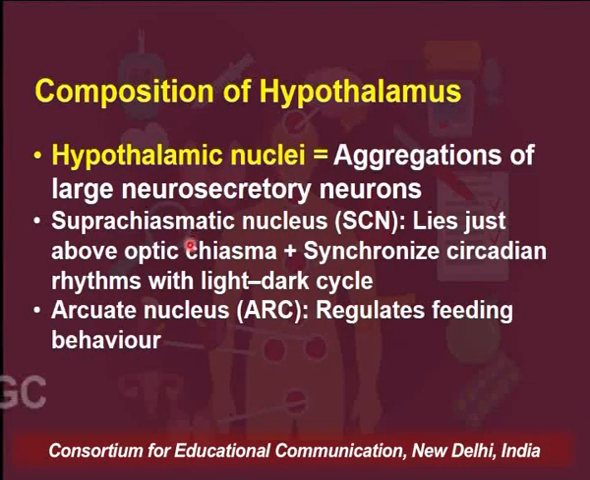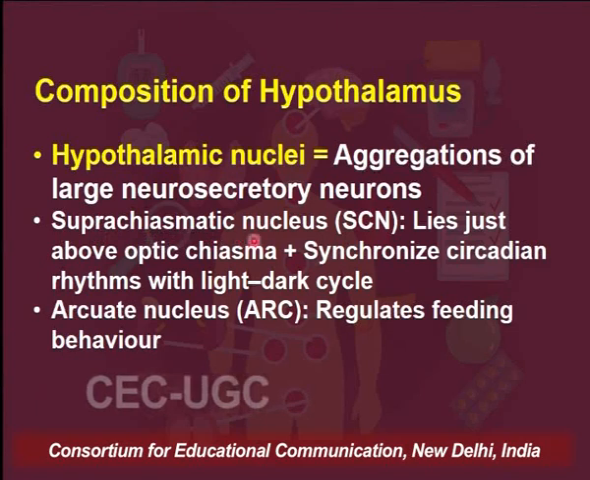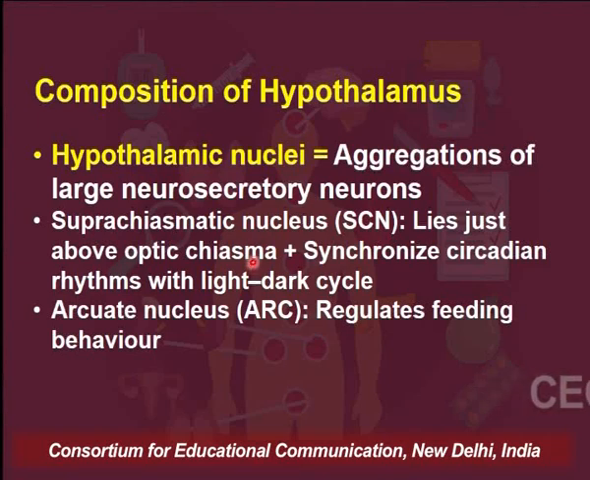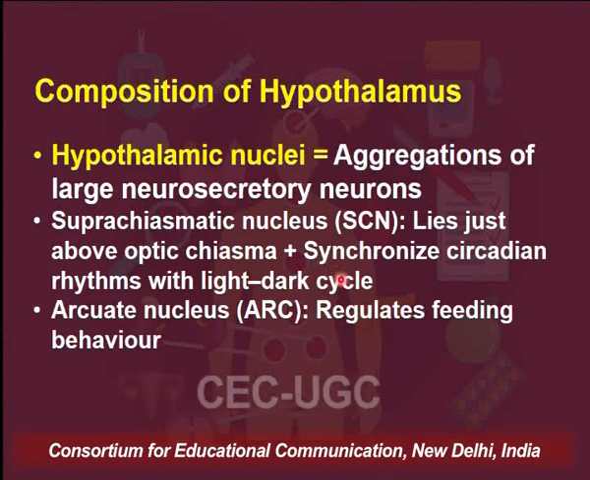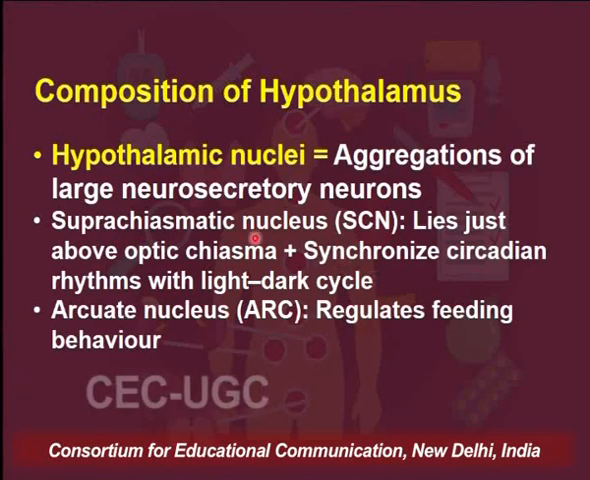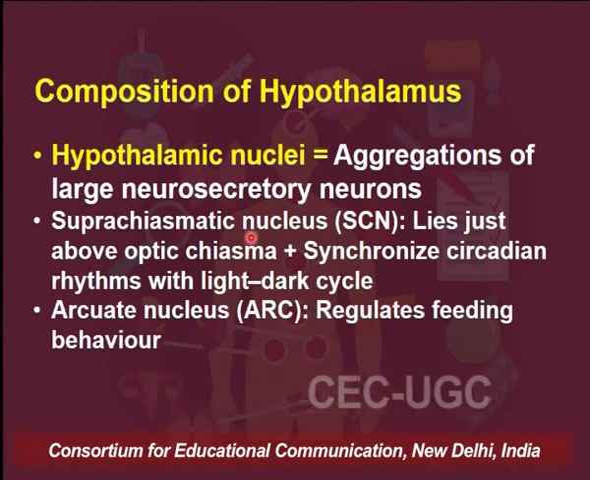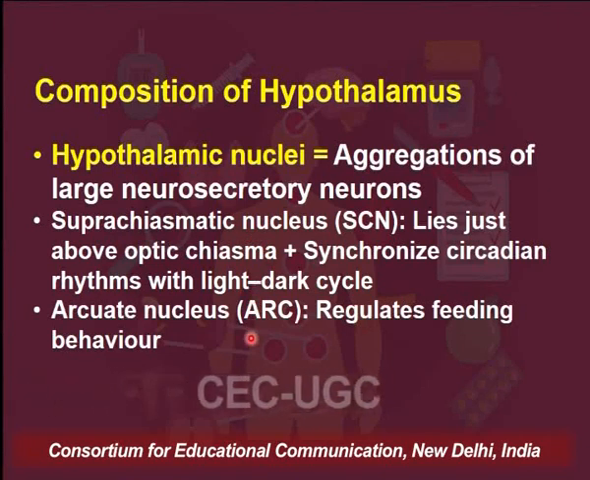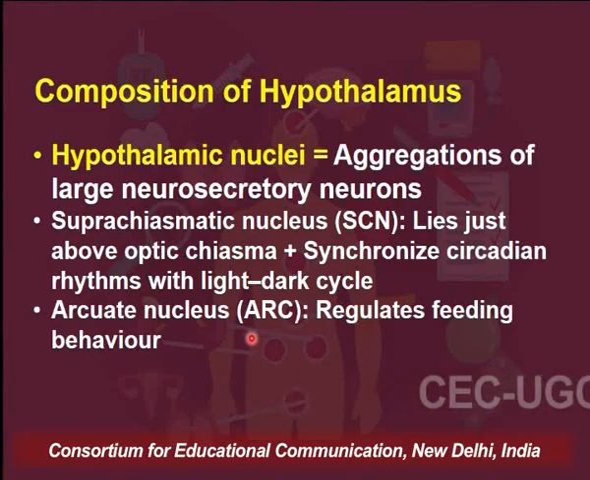For example, I have kept some examples like the suprachiasmatic nucleus, SCN. It lies just above the optic chiasma and hence it is called the suprachiasmatic nucleus. And its primary function is synchronization of circadian rhythms, for example, our sleep-wake cycle or light-dark cycle. So this is one of the hypothalamic nuclei which lies in the hypothalamus. Now what are the other examples? You can have a look at the arcuate nucleus, which plays a very important role in regulating feeding behavior.